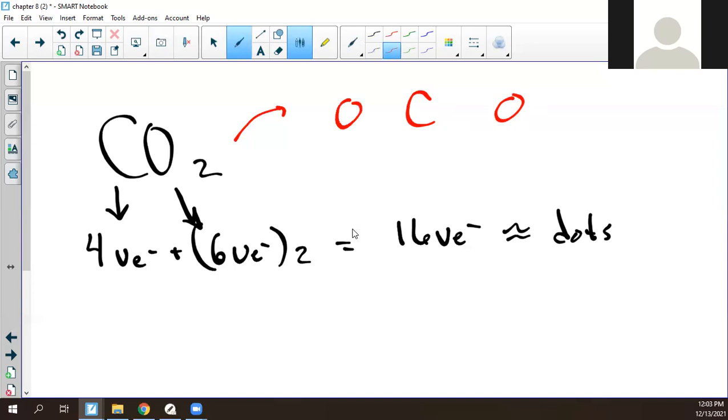Okay. So we put C in the middle, O on the outside. That's rule number 1. We connect them with a line. That's rule number 2. And we complete the octet on the outside. And then if we can't complete the octet on the middle, then what do we have to do? We don't cry. We make double bonds. So here we go. I had 16. I have used all 16, haven't I?